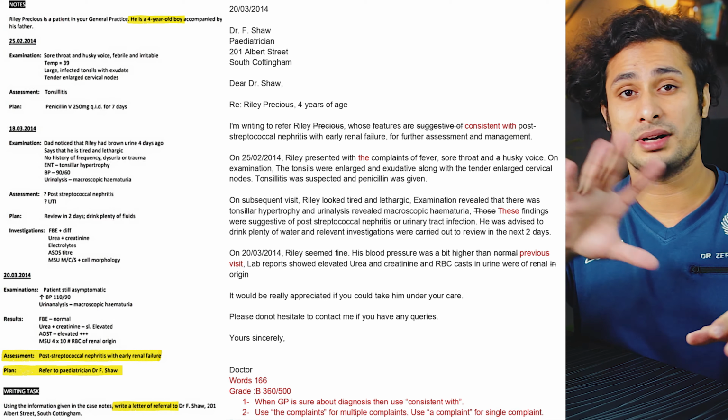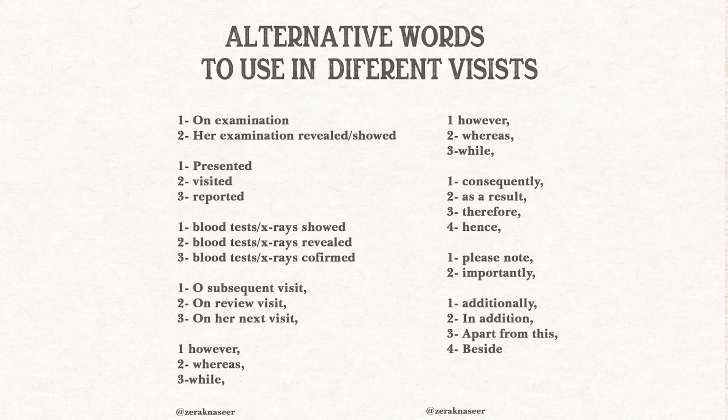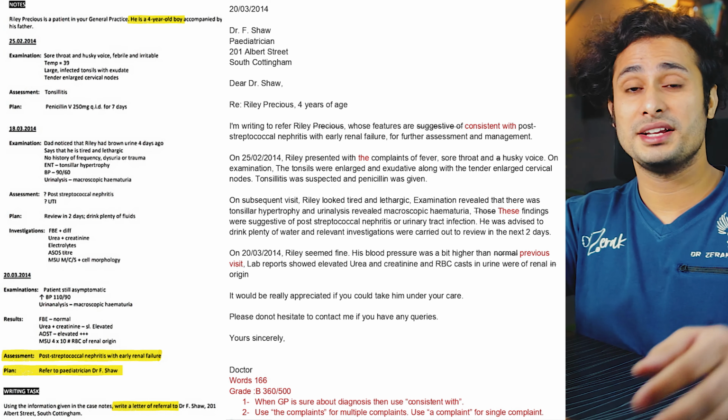I will give you some other alternatives for the common words that we will be using in the letter construction. Like you can write "on examination," or you can write "her examination" or "his examination revealed." You can write "presented," or you can write "visited" or "reported." You can write "on subsequent visit," or you can write "on review visit," or "on her next visit." And there are a lot of different words that I'm going to mention on the screen. You just take note of that. Now let's get back to constructing our letter.